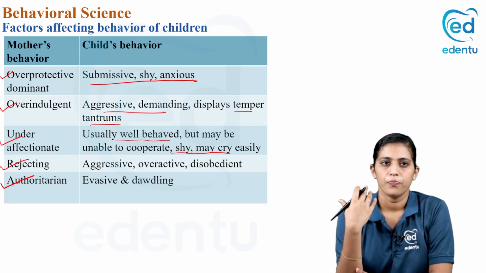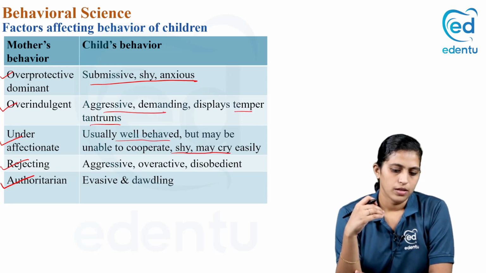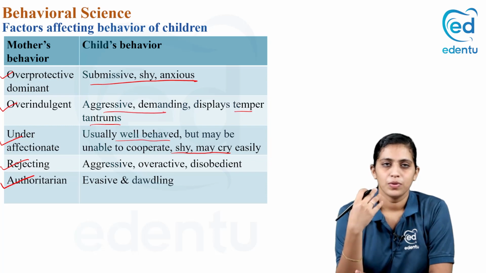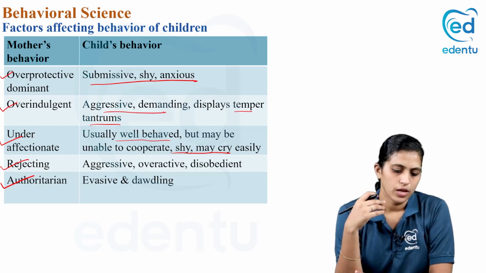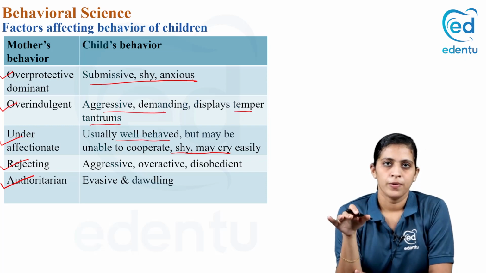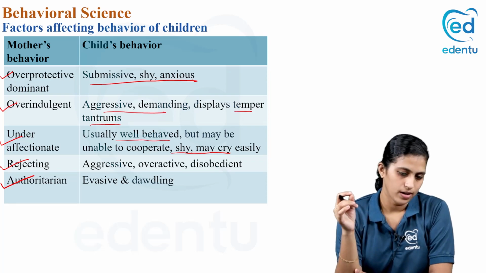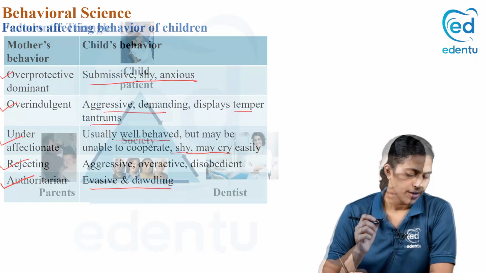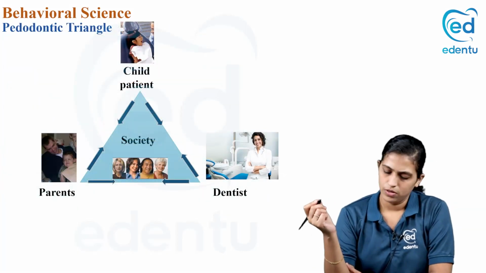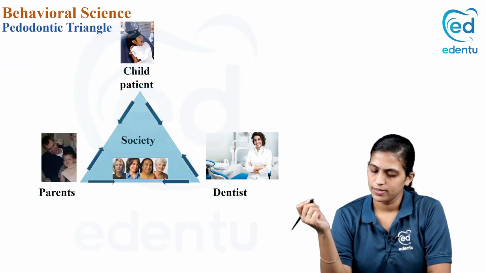They follow instructions very slowly, and they may do everything, but they do it with resentment. So they want to just escape the treatment or run away from the dental setup. So such children are evasive and dawdling. And now, into the pediatric triangle.